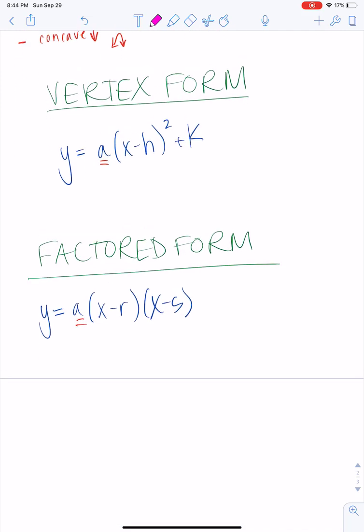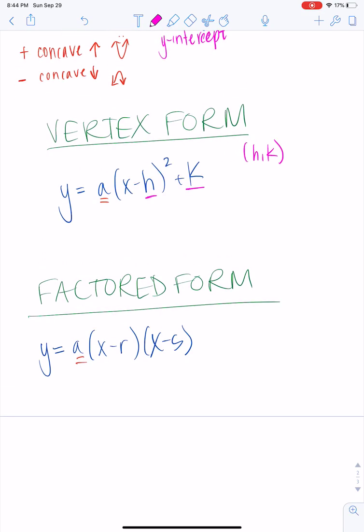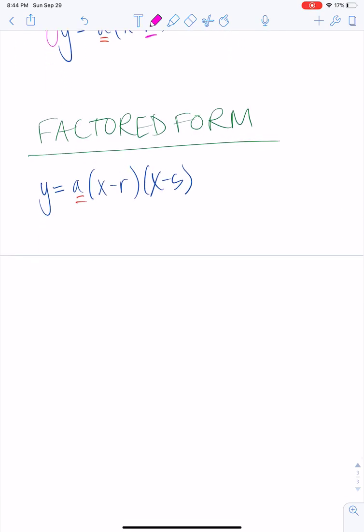For vertex form, it's called vertex form because looking at this form, the vertex is staring right at us, and it's (h, k), this h right here and this k right here. Same information about the a value: if it's positive, it's concave up, and if it's negative, it's concave down. Then we can plug in a few points here, or we can set this equal to 0 in order to find some roots for graphing.